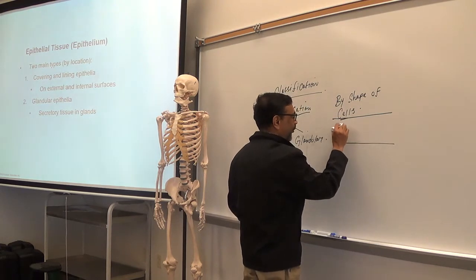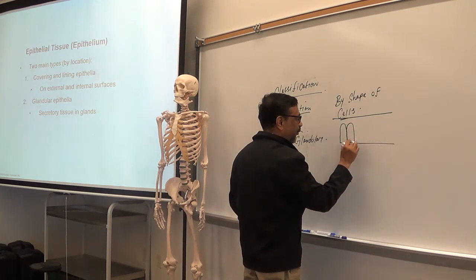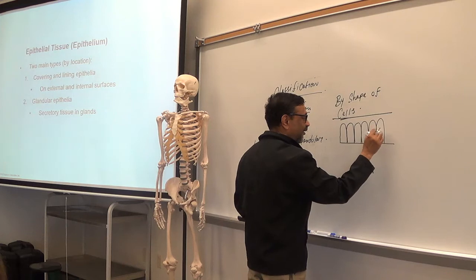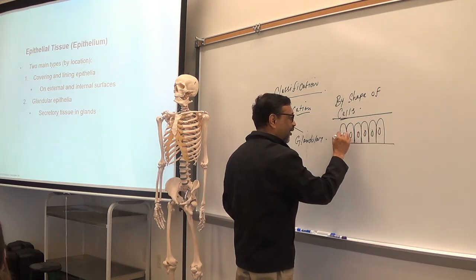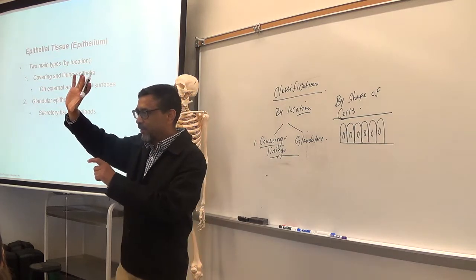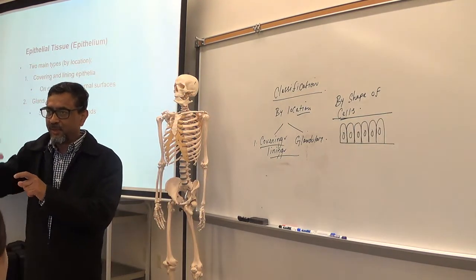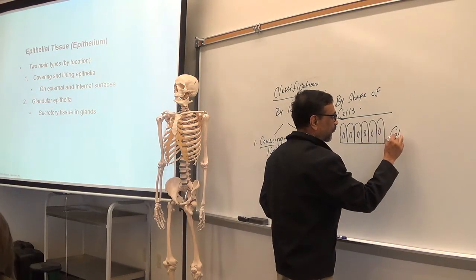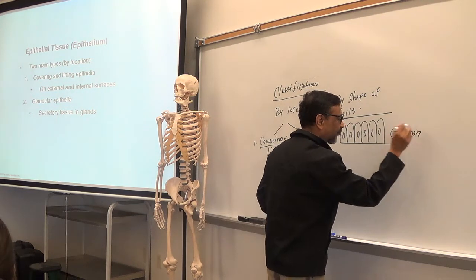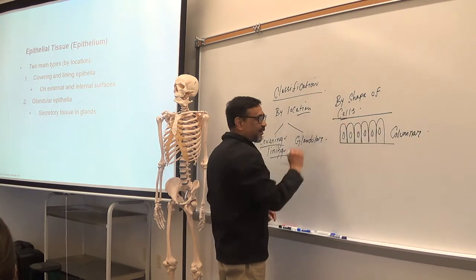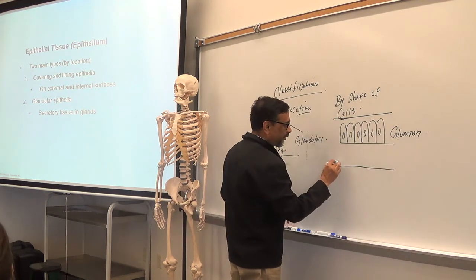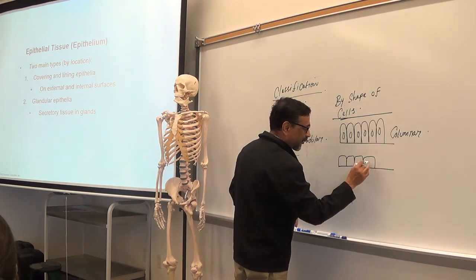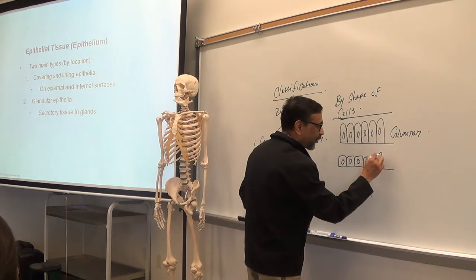By shape, you already know this. In the lab part, you remember I said that one type of epithelial tissue has tall cells. This is called what? Columnar. Remember that? Tall cells, height is more than the width, like columns. So columnar, by looking at the shape of the cells. Another type, you already know, cubical shaped, like cubes. This is called what? Cuboidal.